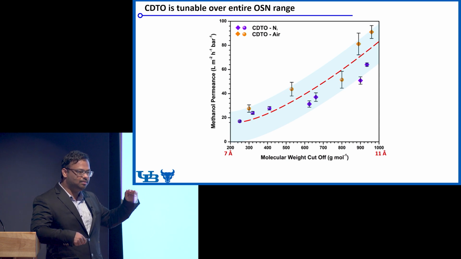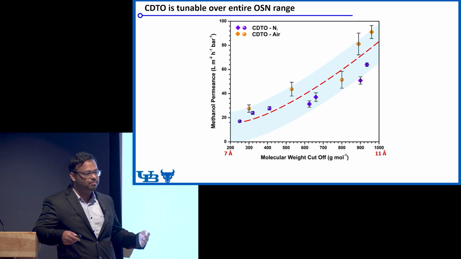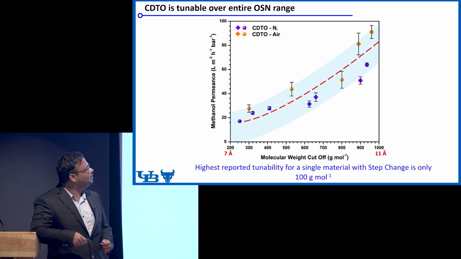This actually shows the pore size of the membrane from 200 Dalton to around 1000 Dalton, and this represents a pore size range of around 7 angstrom to 11 angstrom in size. So we have a series of membranes, as we proposed, between the 7 and 12 angstrom size range. And the step change is only 100 Dalton.